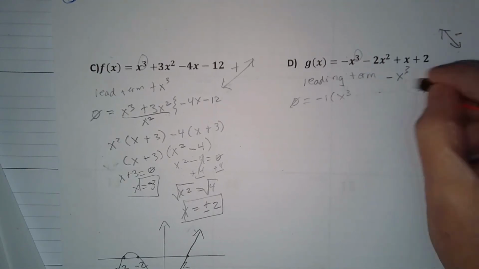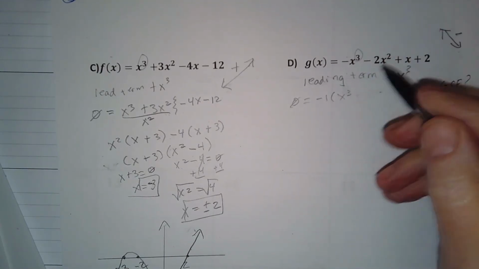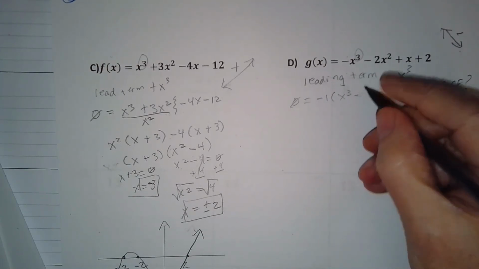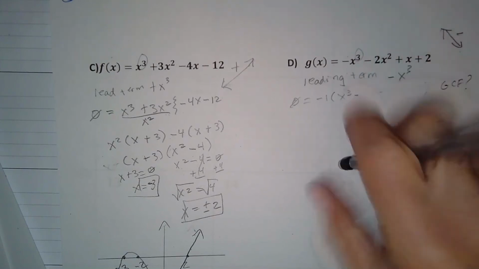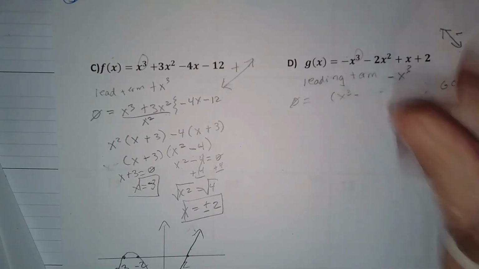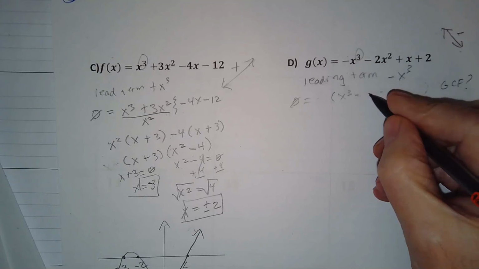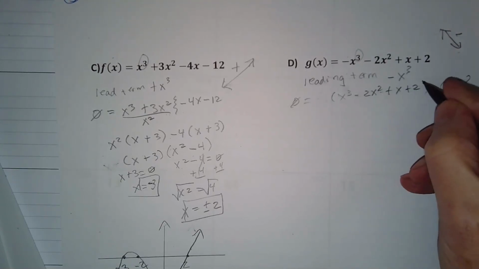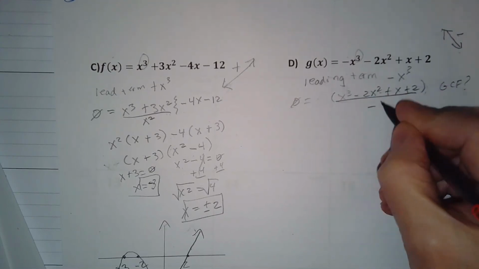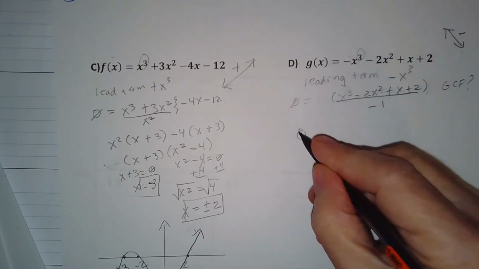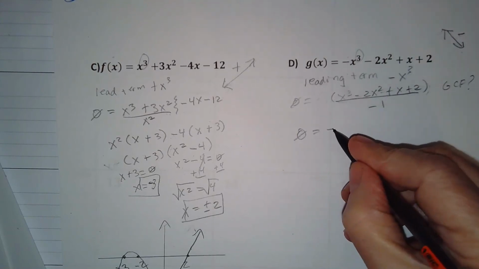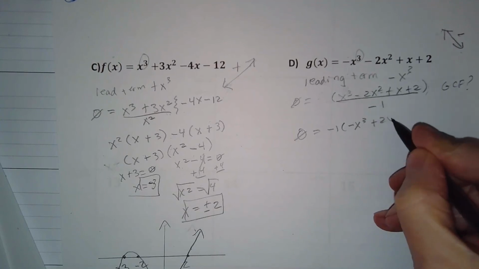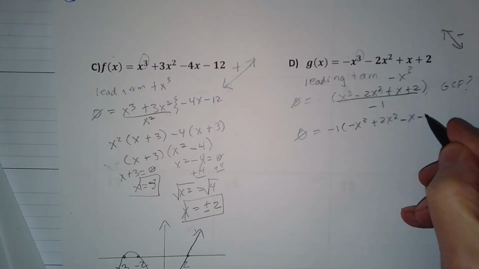So let's redo that. Let's just rewrite. Let's do it this way now: x cubed minus 2x squared plus x plus 2 divided by negative 1. Now that's right. So 0 then equals, this negative 1 is factored out, so it's negative x cubed plus 2x squared minus x minus 2.